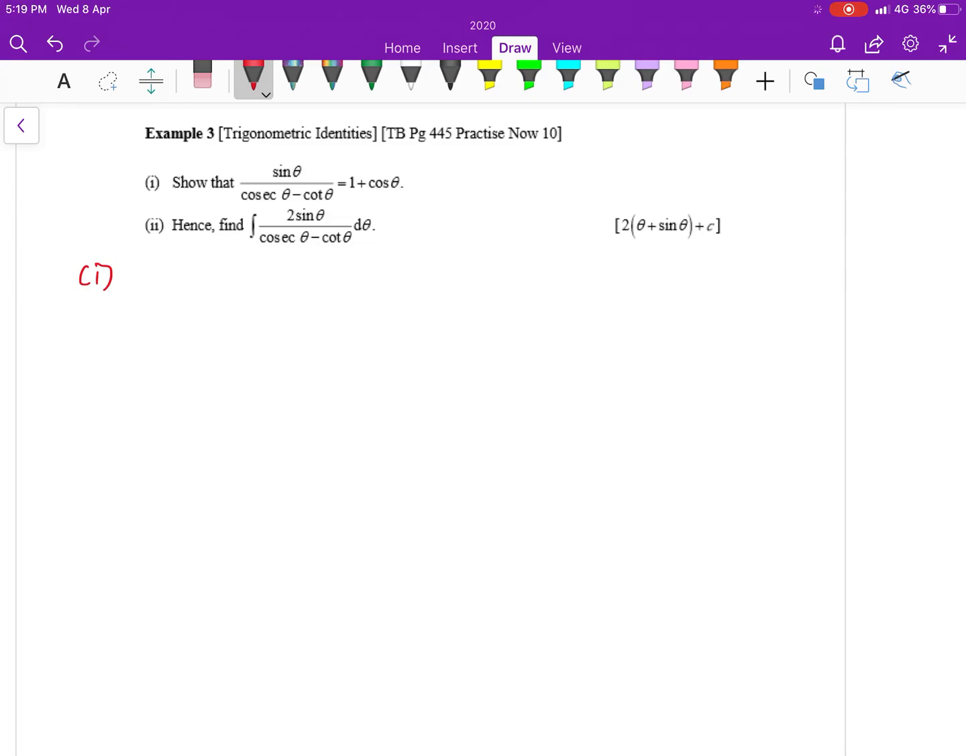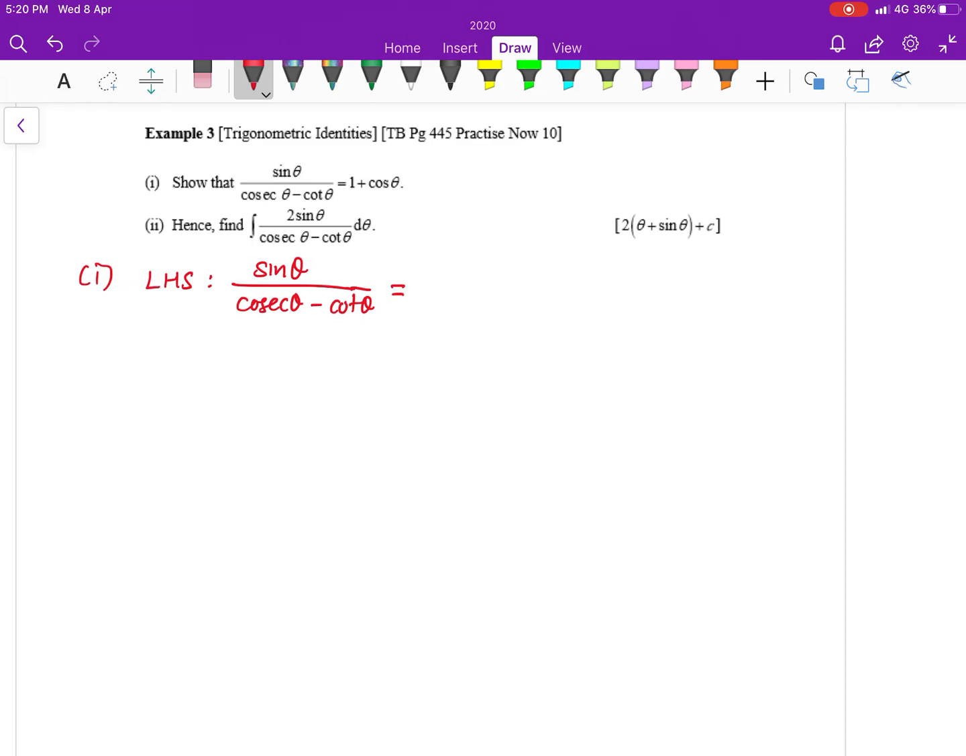We will attack from the more challenging side, which is the left hand side. So I will start from the left hand side. Left hand side, I have sine theta over cosecant theta minus cotangent theta. So think a few steps ahead before you change it, otherwise you'll be going round and round. Sine, I cannot change. Cosecant and cotangent, I can change. But what do I want to change? Alright, there are different forms I can change.